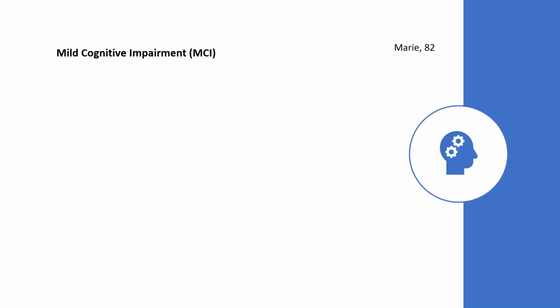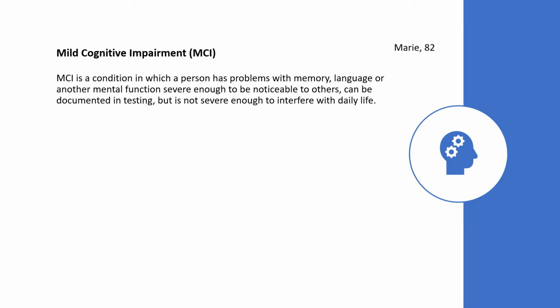Mild cognitive impairment, or MCI, is a condition in which a person has problems with memory, language, or another mental function severe enough to be noticeable to others, and it can be documented in testing, but is not severe enough to interfere with daily life.